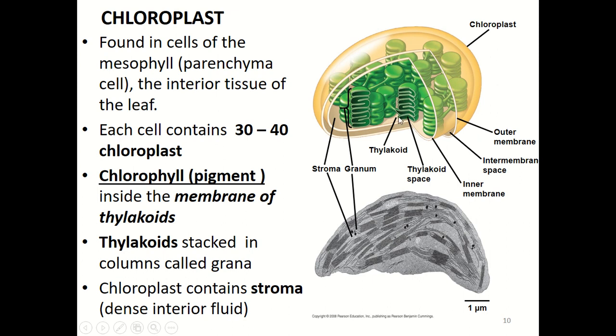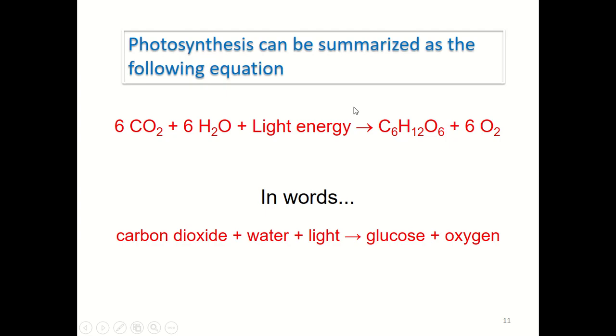And then this structure is known as the thylakoid, and a stack of thylakoids is known as the grana. The space inside each thylakoid is known as the thylakoid space, or lumen. Inside the chloroplast there is chlorophyll. Chlorophyll is located at the membrane of the thylakoid, around here.